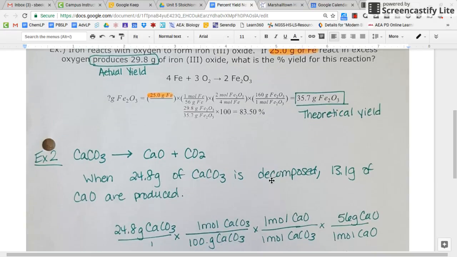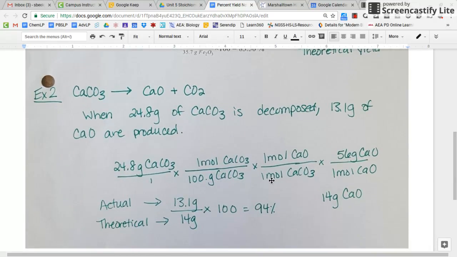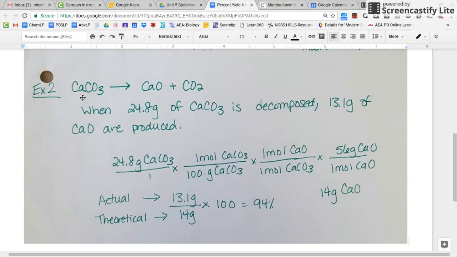Here's one more problem. This one was not in your notes. This is calcium carbonate. It decomposes when you heat it to calcium oxide and carbon dioxide. Here we're starting with 24.8 grams of calcium carbonate, and we're decomposing it. And when they actually did it, they got 13.1 grams of calcium oxide. So that's our actual. We have to figure out the theoretical.